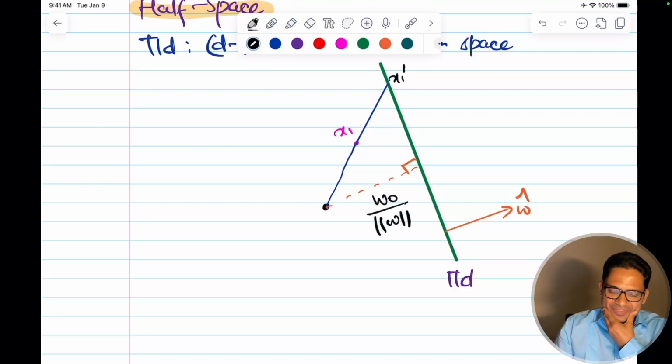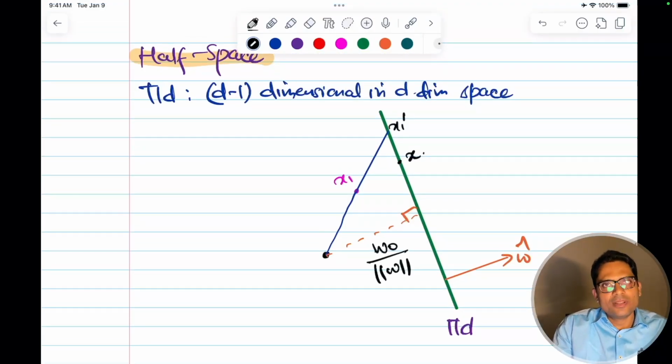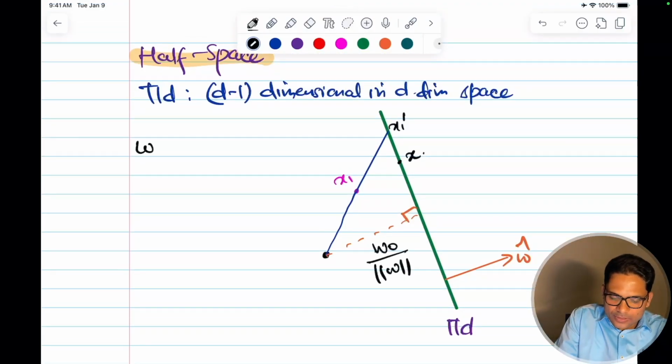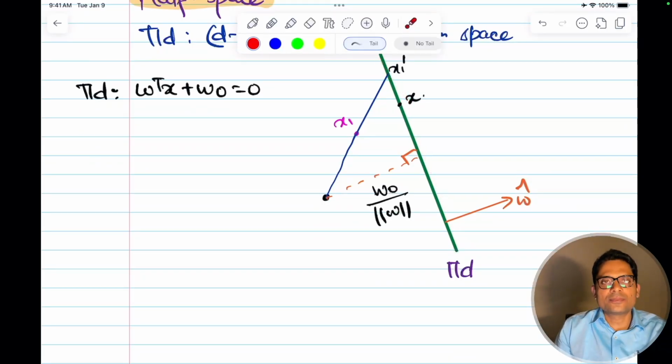Okay, so if this is the case, for any point x here, if any point x is there on the hyperplane, will this not satisfy the equation? So we can say w transpose x plus w naught equal to 0 for the pi d. If any point is on the plane, it should satisfy the equation.